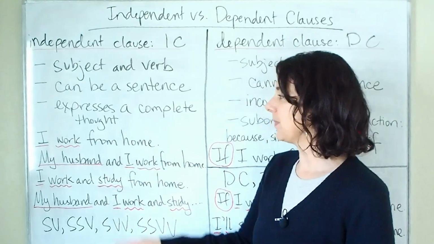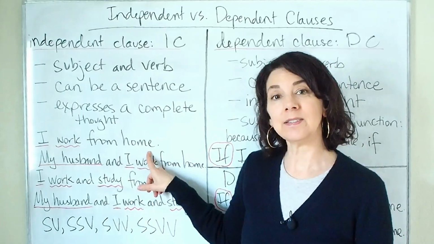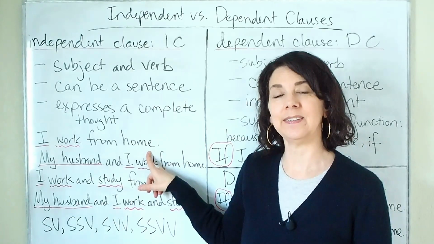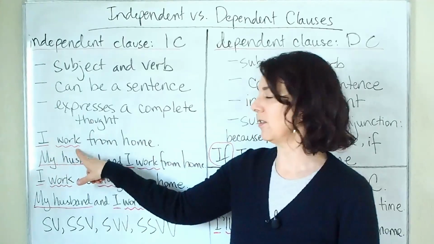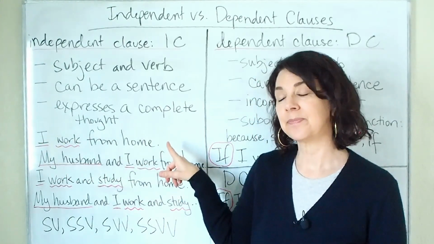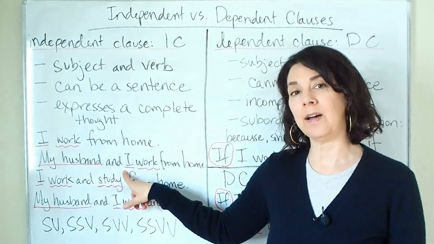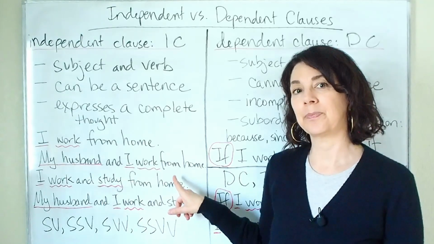For example, I work from home. This is a complete thought. When you hear it, you understand it. It has a subject and a verb, so it's a clause, and it can be a sentence. We can also use two subjects like this one: My husband and I work from home.